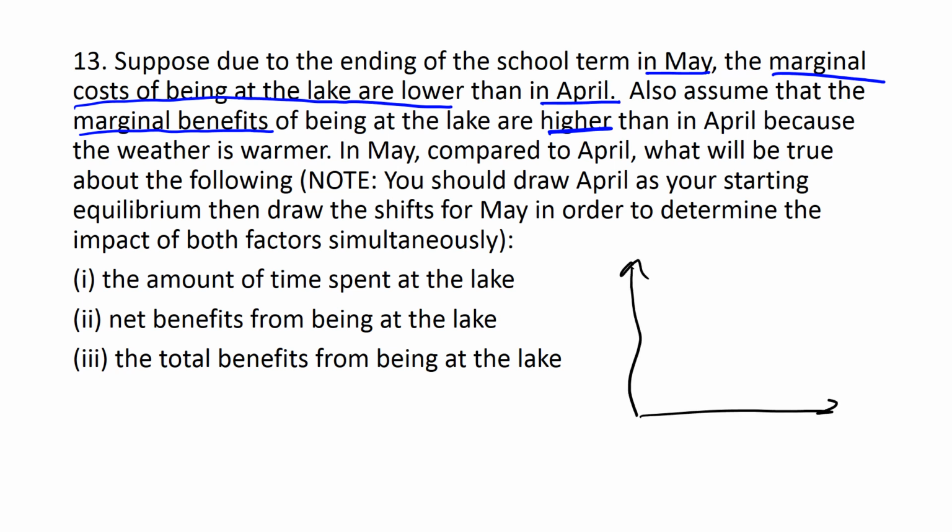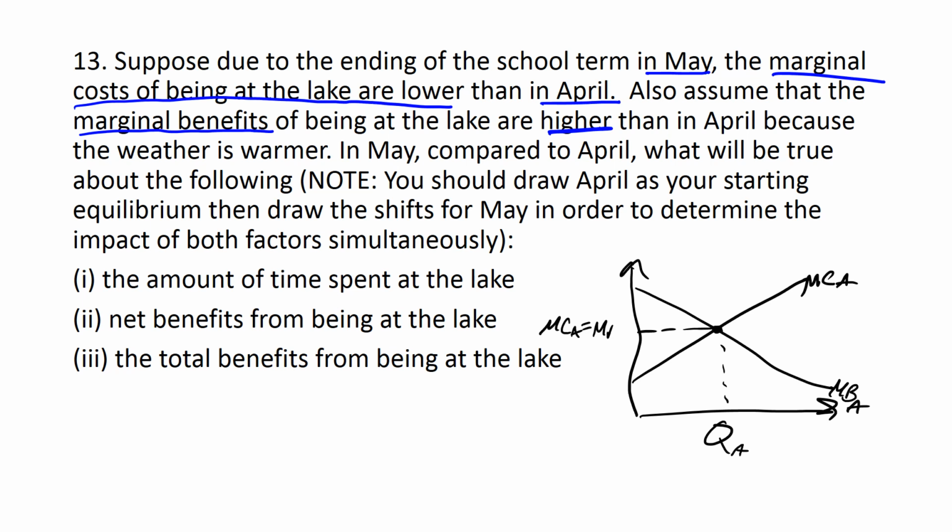So we draw our starting axis, and we get the marginal benefits in April and the marginal costs in April. And we have an equilibrium amount we go, and the marginal cost and benefit of the last hour spent at the lake. So there's our starting graph. In this one we have that the marginal benefits are going to be higher in May, and they're higher because it's warmer, that's right. And then the marginal costs are lower because you don't have schoolwork. So this is our new equilibrium.